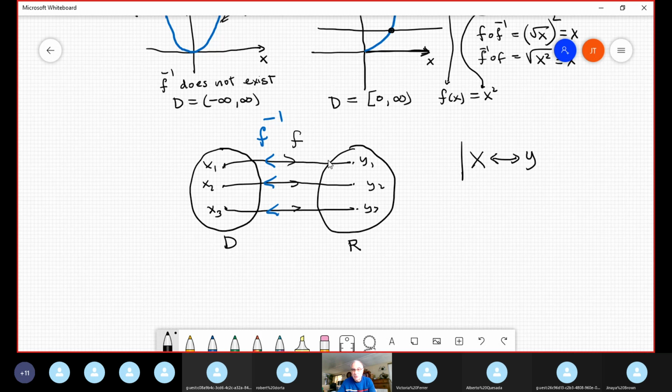Interchange X and Y. When you interchange X and Y, this is the most important idea. You interchange X and Y, you form the inverse. And this is the formula that we are using to find the inverse function.